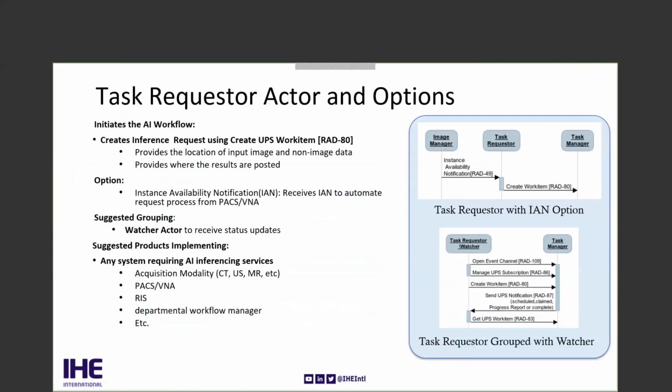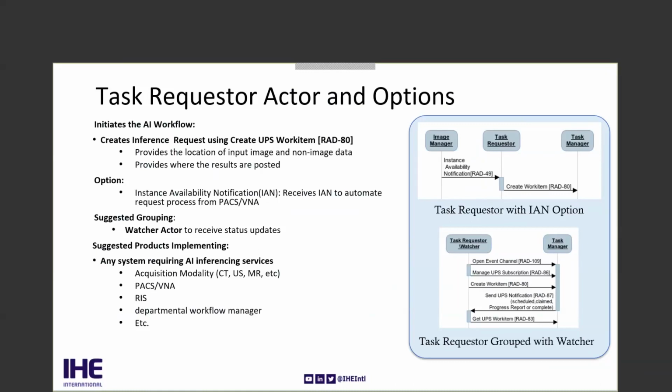Getting down to the nitty-gritty details. The task requester, they're the ones that create it. We talked about that. Essentially, it gives the inputs, the locations of the input information, and where the results are to be posted. As an option, we've built in an option in the image manager. If they do instance availability notification, the requester can receive that, and that could be a trigger for that requester, independent of where it is. It could be for a group of the task manager. It could be independent.